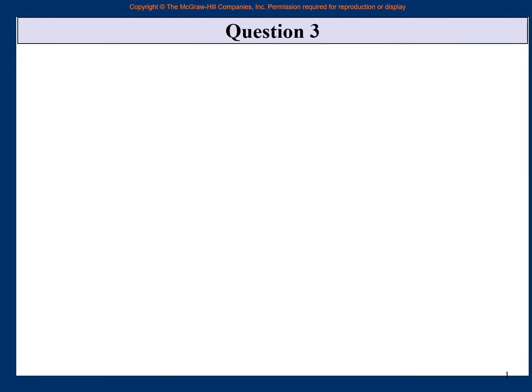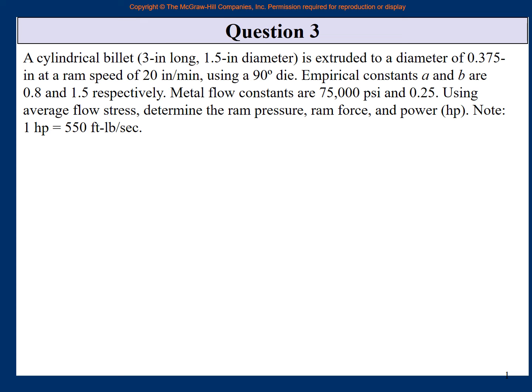The next question is of the numerical type. A cylindrical billet, 3 inch long and 1.5 inch in diameter, is extruded to a diameter of 0.375 inch at a ram speed of 20 inch per minute using a 90-degree die. Empirical constants A and B are 0.8 and 1.5 respectively. Metal flow constants are 75,000 psi and 0.25. Using average flow stress, determine ram pressure, ram force and power in horsepower.